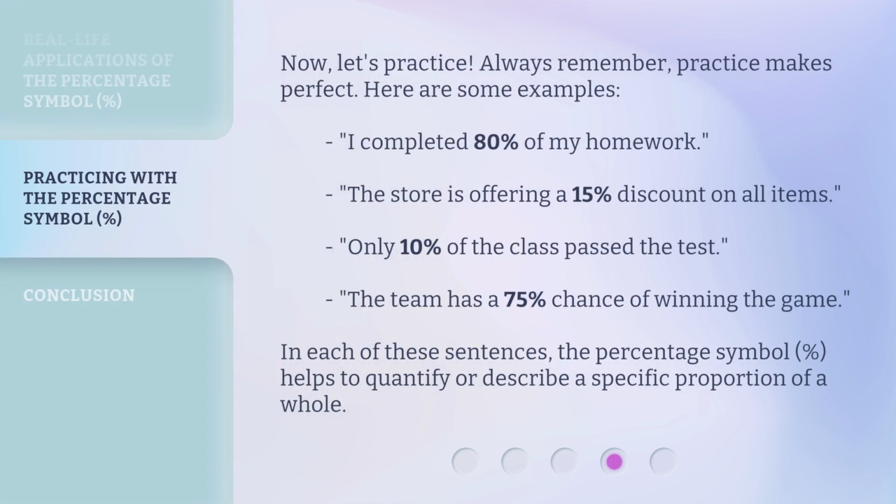Now, let's practice. Always remember, practice makes perfect. Here are some examples. I completed 80% of my homework. The store is offering a 15% discount on all items. Only 10% of the class passed the test. The team has a 75% chance of winning the game. In each of these sentences, the percentage symbol, percent, helps to quantify or describe a specific proportion of a whole.